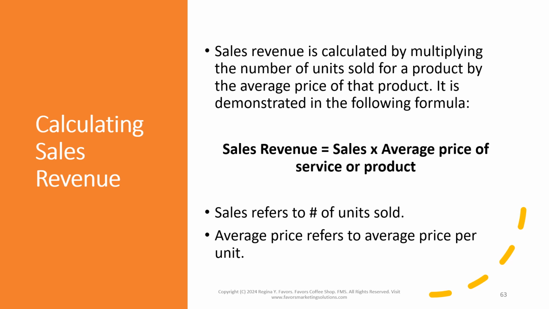So calculating sales revenue, it has its own formula. Of course, sales revenue is calculated by multiplying the number of units sold for a product by the average price of that product. And here is the formula. Sales revenue equals sales times average price of service or product. So sales refers to the number of units sold, and then the average price refers to average price per unit.